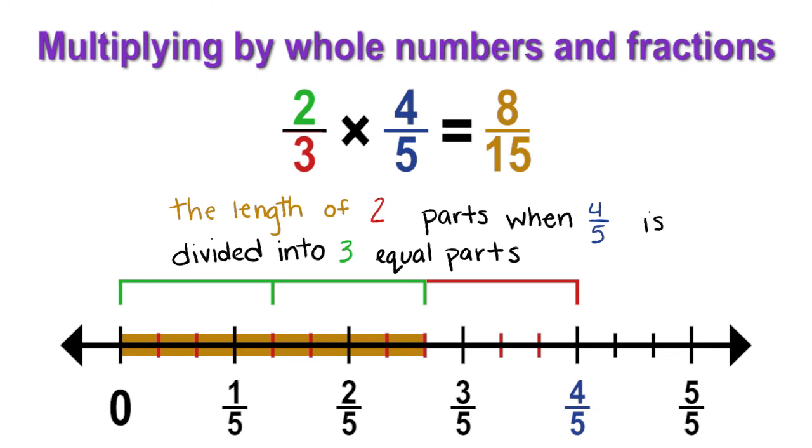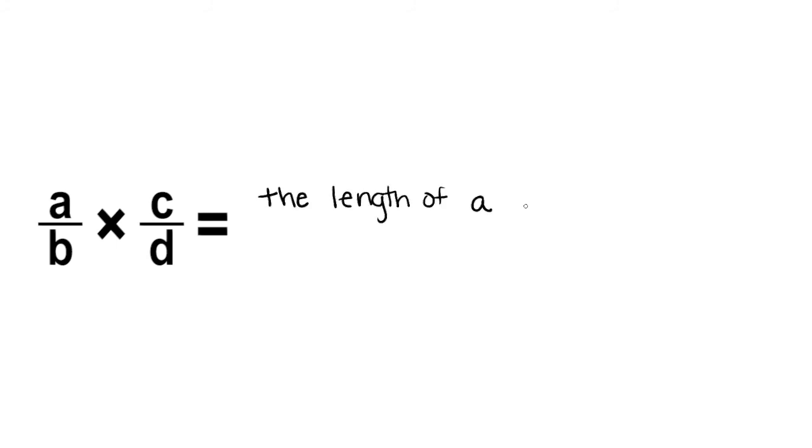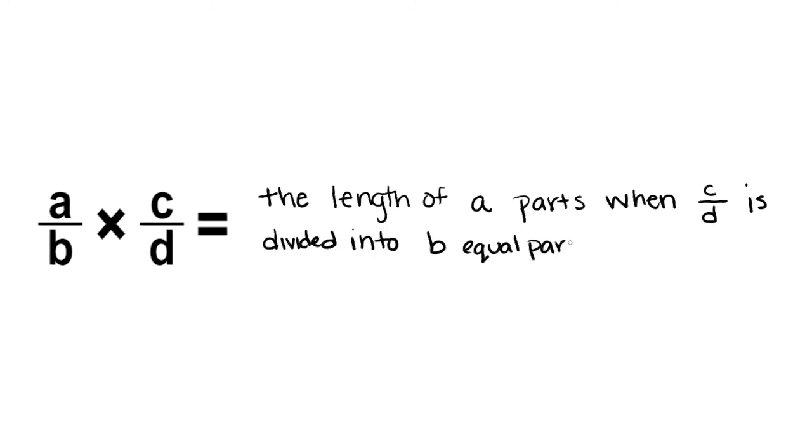This will then lead students to make the generalization that any two given fractions, a over b times c over d, where b and d are non-zero whole numbers, equals the length of a parts when c over d is divided into b equal parts.